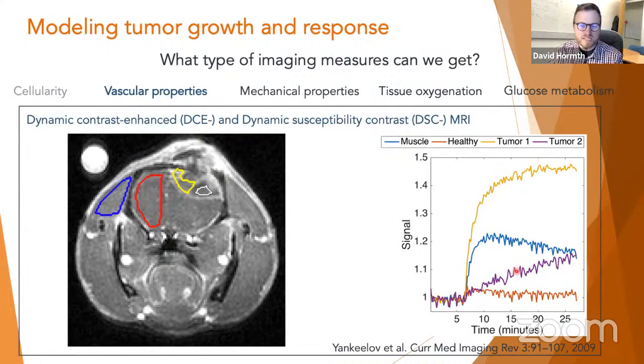So this is a really good example of a part of the tumor that is not vascularized. And actually, the contrast agent is probably diffusing from the well-vascularized core into this potentially necrotic region.